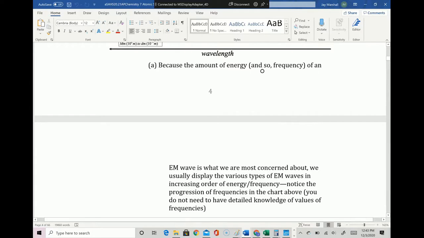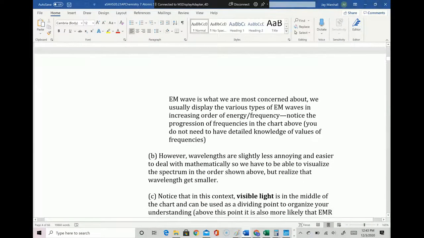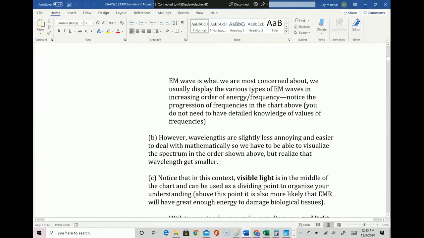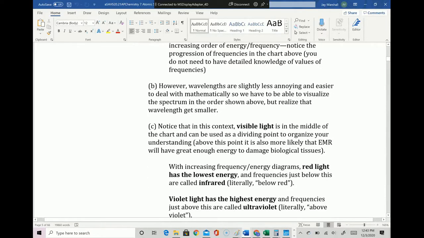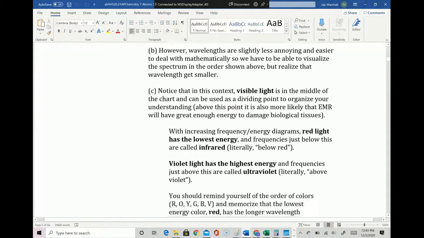Because the amount of energy and so the frequency of an electromagnetic wave is what we're most concerned about, we usually display the various types of electromagnetic waves in order of increasing frequency. We have this general motion from lower left to upper right. Notice that the progression of frequencies in the chart above, you don't need to have detailed knowledge of values of frequencies. That's not necessary. However, wavelengths are slightly less annoying and easier to deal with mathematically. So we have to be able to visualize the spectrum in the order shown above, but realize that wavelengths get smaller when we do that.